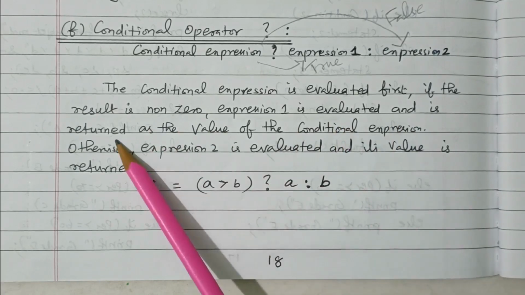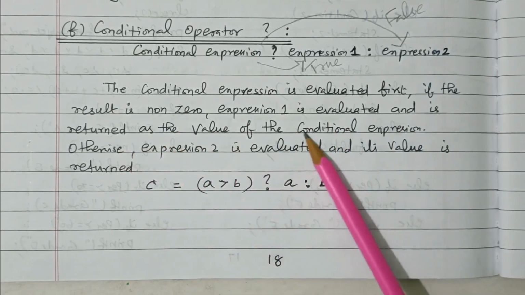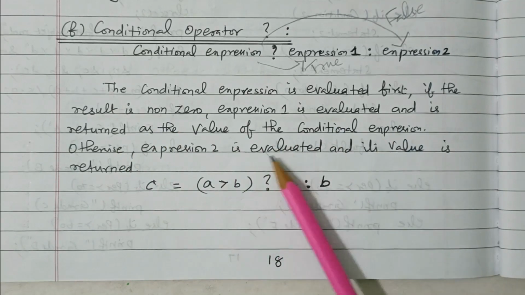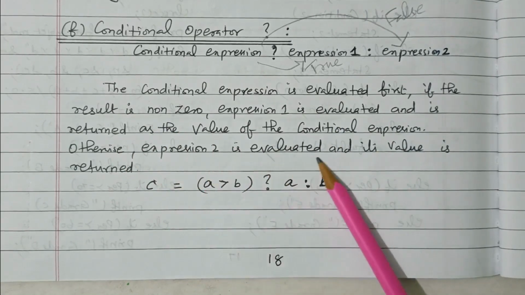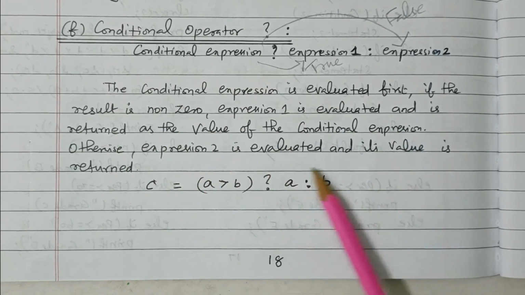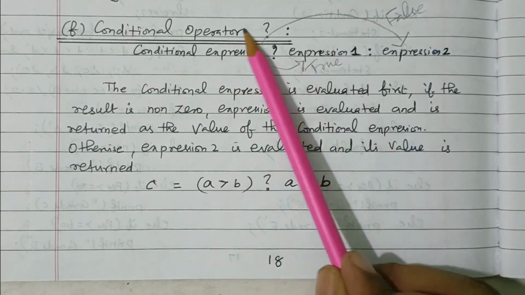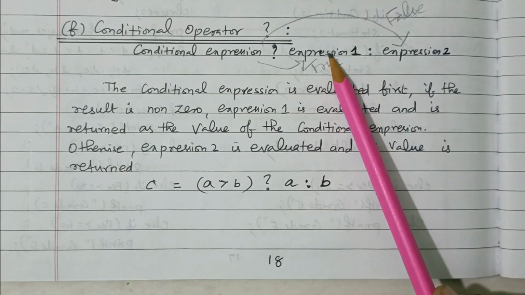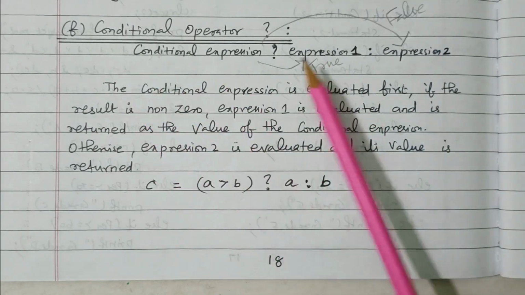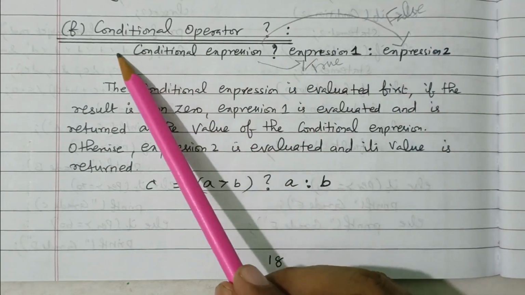Evaluated, and it is written as the original value of the conditional expression. Otherwise, expression 2 will be evaluated and its original value will be written. For example, this expression 1 value will be stored in the variable. Either expression 1 if it is true, or expression 2 if it is false.